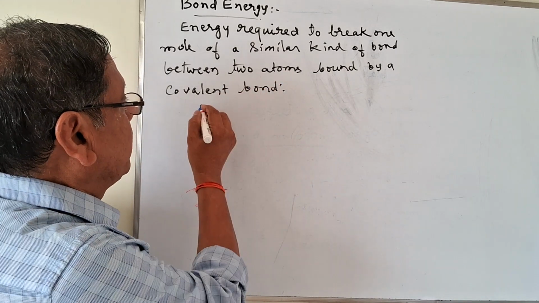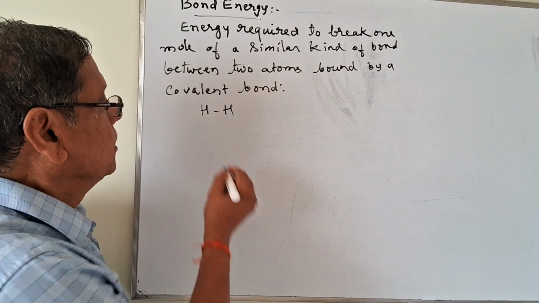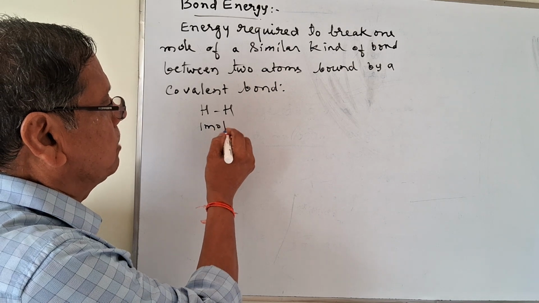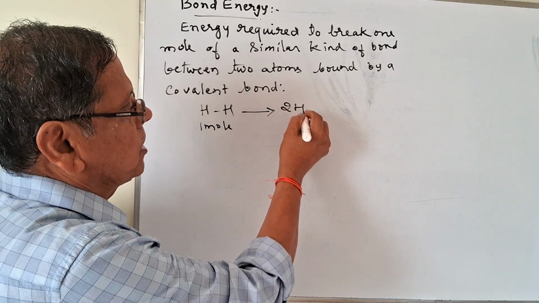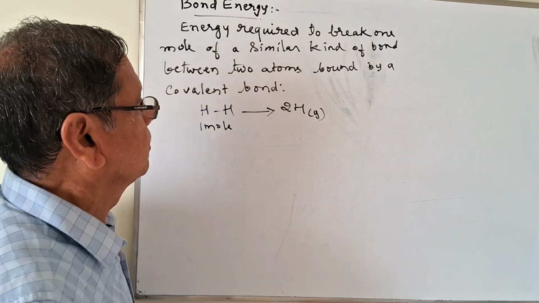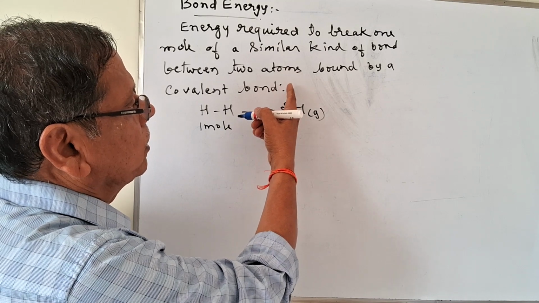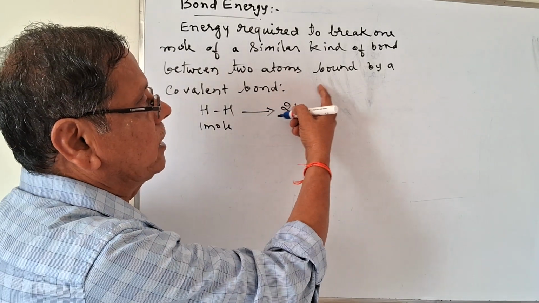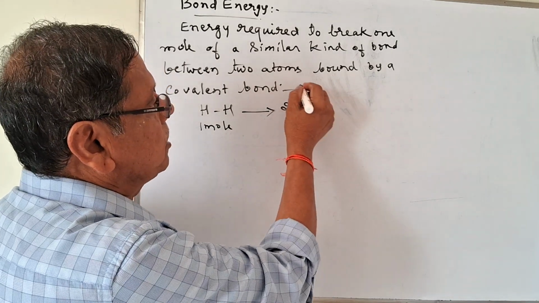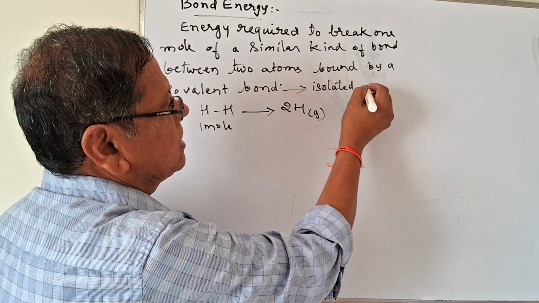Suppose you consider this hydrogen atom which are bound by a covalent bond. Suppose you take this 1 mole of hydrogen molecule, so that the atoms that are produced are in the isolated gaseous state. So we can also include bounded by a covalent bond to convert them to isolated gaseous atoms.